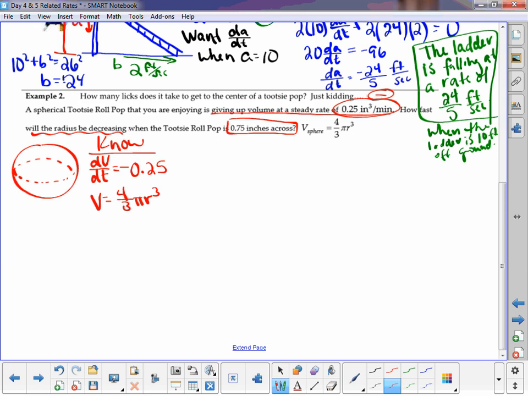Okay, and what are they asking for? What do we want to know? What rate are we looking for? Yeah, when the radius is decreasing, so we want dr/dt. Specifically when the Tootsie Roll Pop is 0.75 inches across. What is the 0.75 representing? The diameter. Sneaky sneaks. So it's when our diameter is 0.75. So what would be our radius for that then?